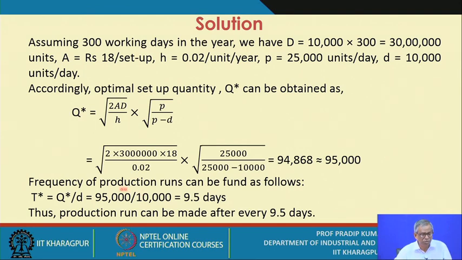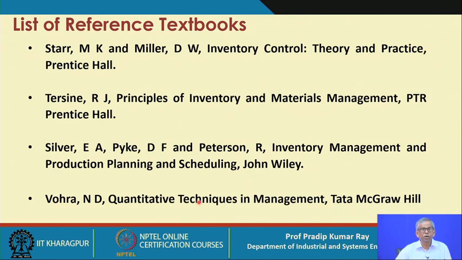So here is what you try to do. You try to determine the economic production quantity. So this is a problem related to economic production quantity, and that's why this problem is related to the self-supply case. So you have the expression for Q star, and you determine the frequency of production run, that is the production run length, which is 9.5 days. So this way you solve the problem.